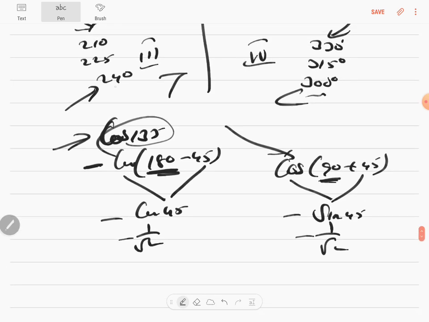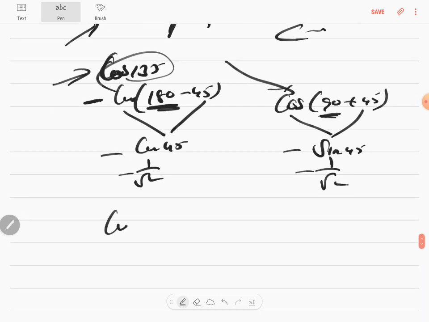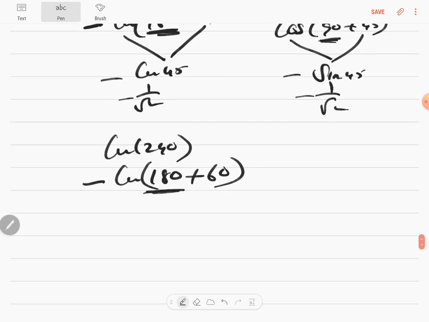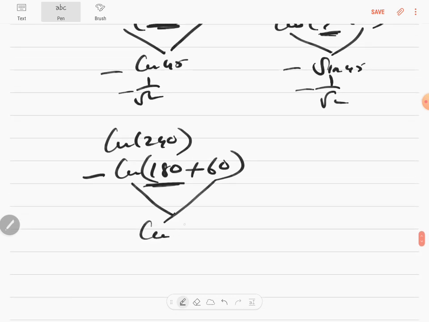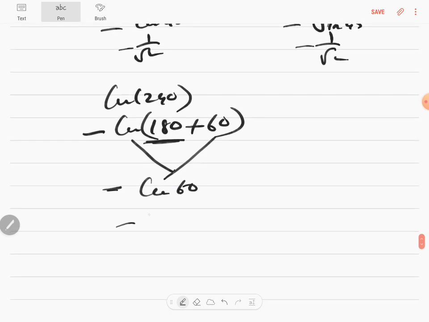Cos 240 is a third quadrant angle where only tan can be positive. So the answer for cos 240 has to be negative. It's cos of 180 plus 60. It's an even integral, 2 into 90. So it's cos 60. So minus cos 60, and cos 60 itself is 1 by 2.